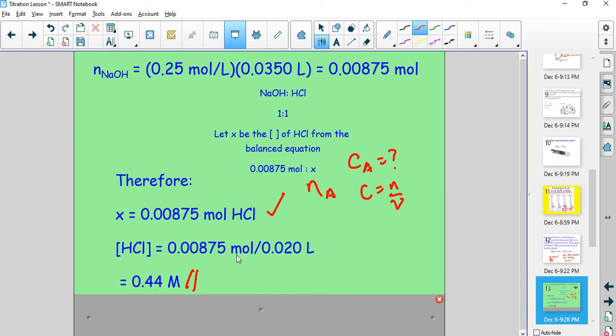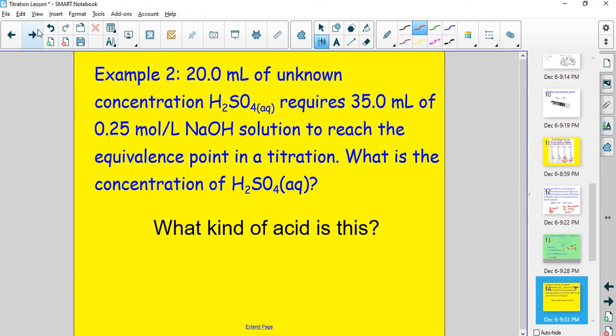Okay, so this is employing stoichiometry using mole ratios and solving for the unknown concentration of an acid in a titration experiment. In this next question, I could solve it the same way, but I'm going to choose a slightly different way. It gives you the same answer. It's up to you to choose either way, whatever is easiest.